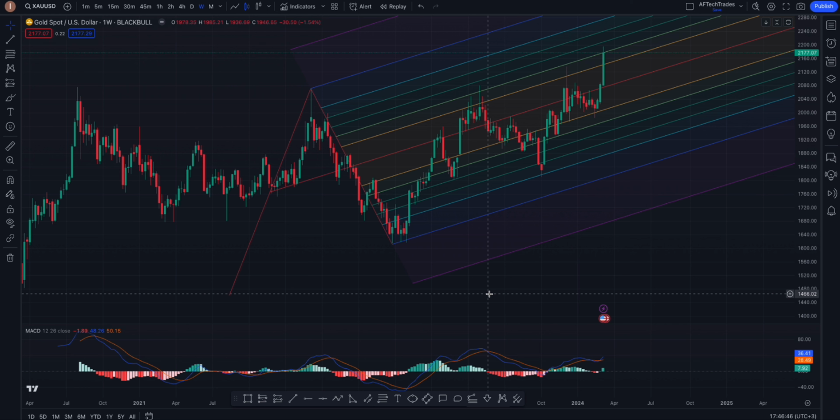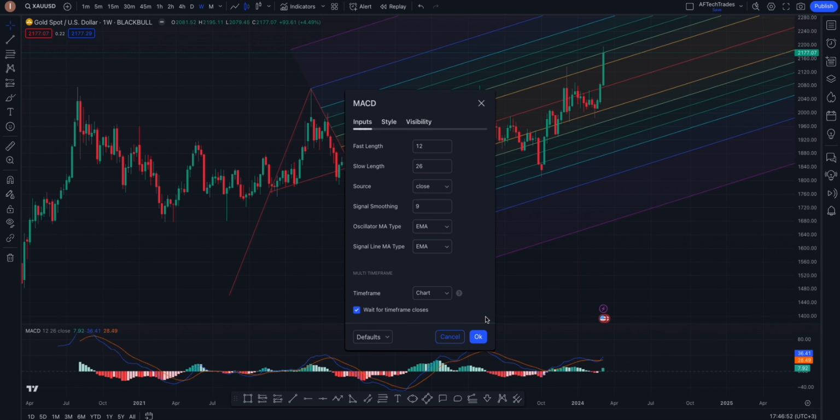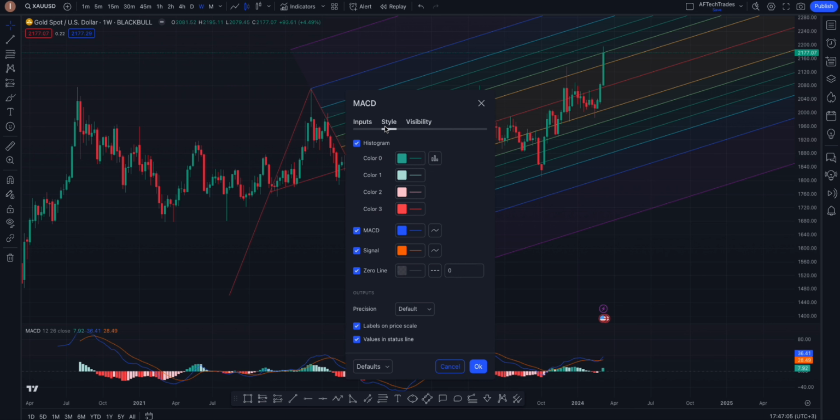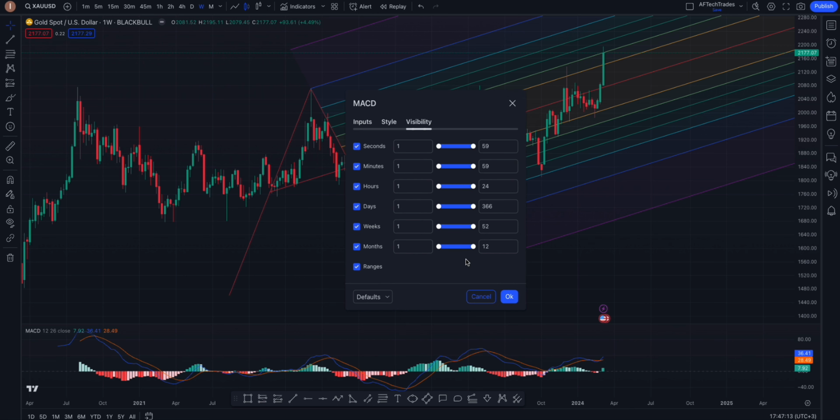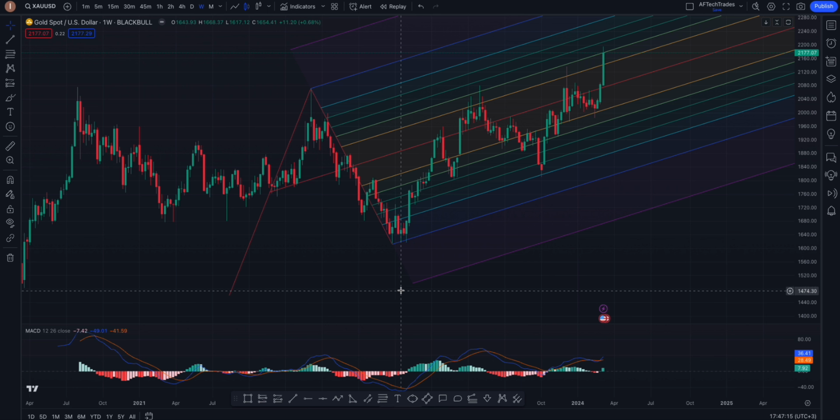So before I go into how to use this to your advantage, okay, it's coming. The fast length is 12, 26. Yes, we leave it as it is on exponential moving average. Yes, signal smoothing line. Then the style: the MACD line is the blue line, the signal line is this. Yes, okay. So the visibility, leave it on all time frames.